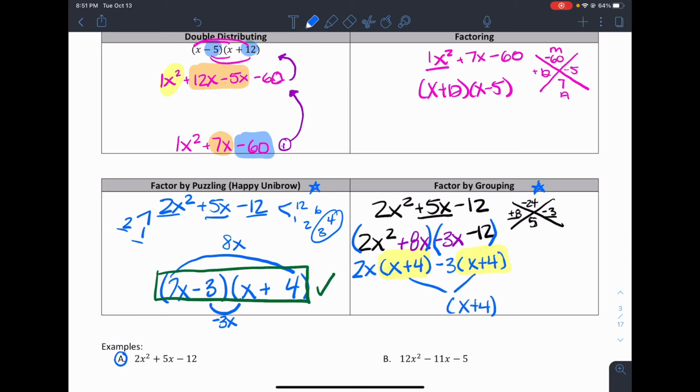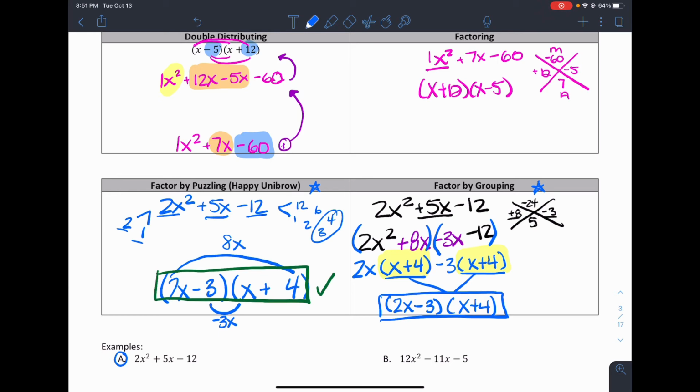The reason why this is important is that these are now a common factor of the whole expression. X plus 4 is now a common factor of both 2x times x plus 4 and negative 3 times x plus 4. So what I'm really doing here is I'm GCFing the whole x plus 4 out, which just leaves me with 2x minus 3 as my other factor, which is exactly what we got in our last method.